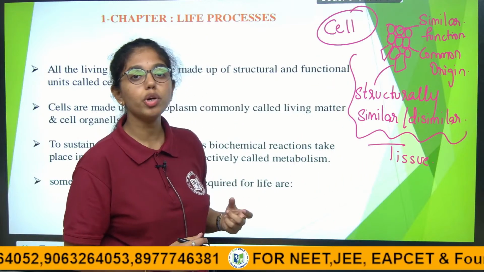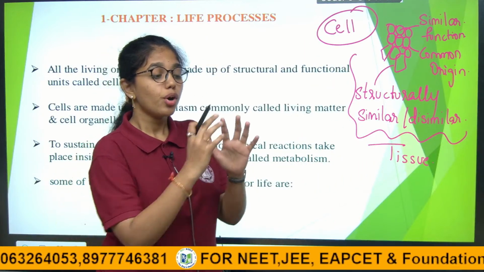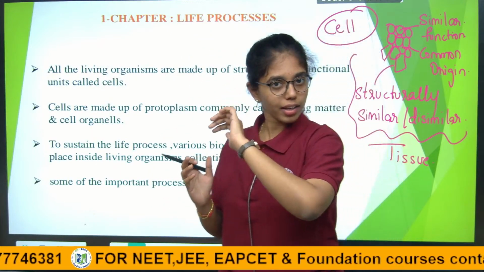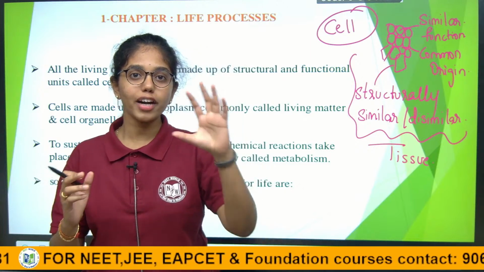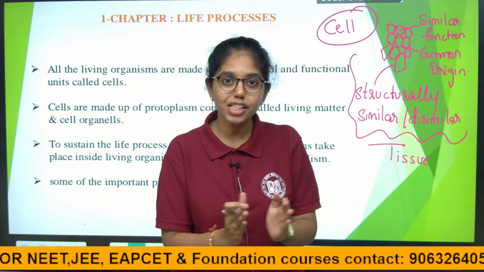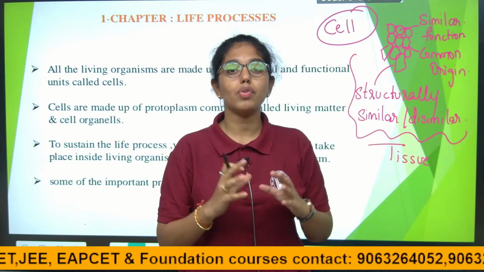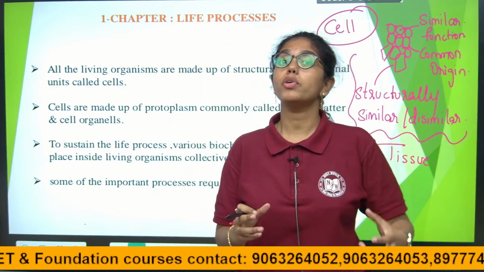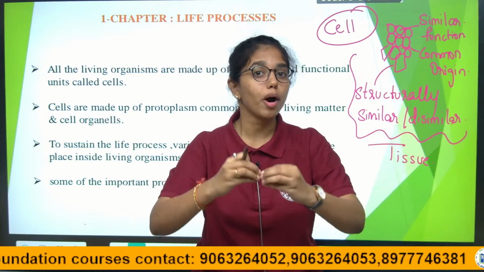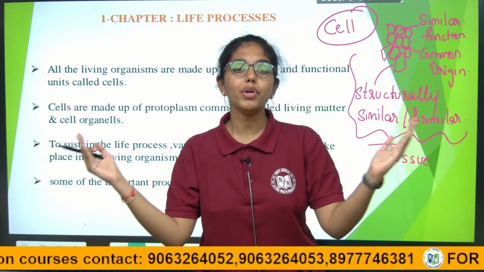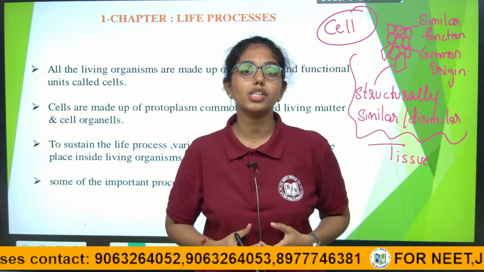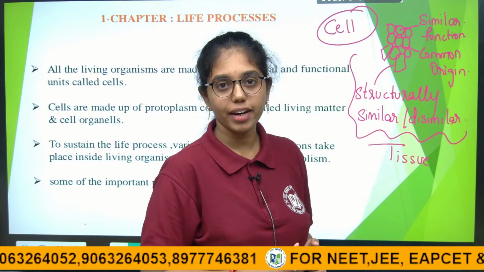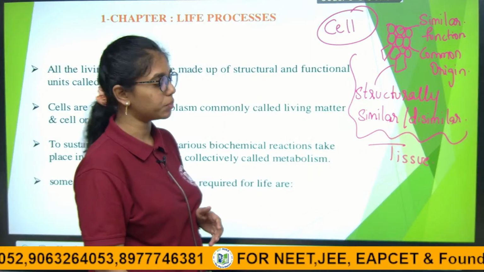They are grouped to form what? Tissues. A group of tissues will form one organ. A group of organs will form organ systems. Organ systems will form an organism. A group of organisms will form a population. A group of different populations will form a community. A group of different communities will form a biosphere. This is the hierarchy of organization in living organisms.